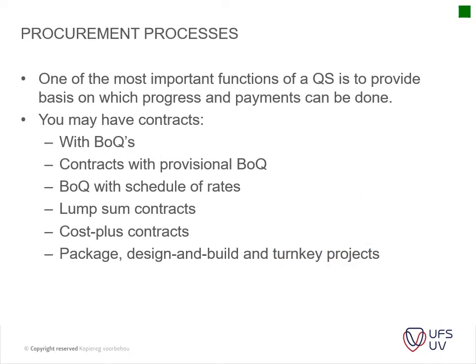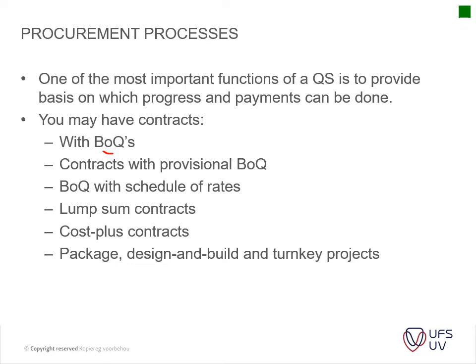Okay, then we look at the procurement processes. One of the most important functions of the QS is to provide a basis on which progress and payments are done. The main reason why we develop bills of quantities, and why I say bills of quantities, is because a bill comprises a whole lot of bills, separate bills: earthworks, masonry, metalwork, roofs, tiling, painting, etc. that forms part of your bills of quantities.